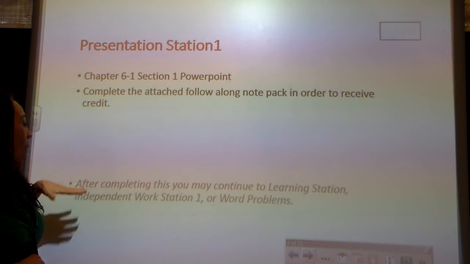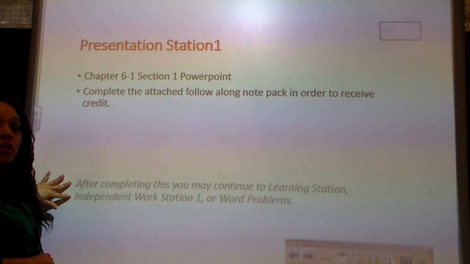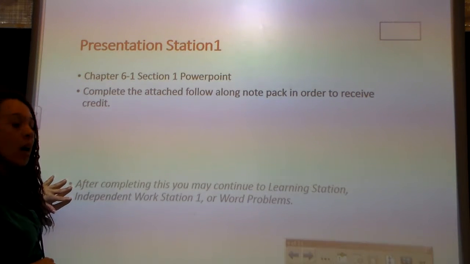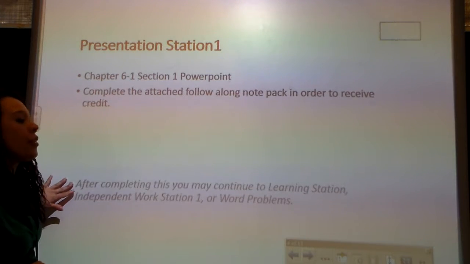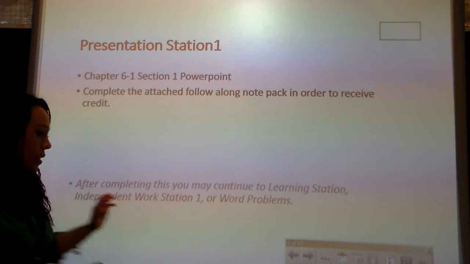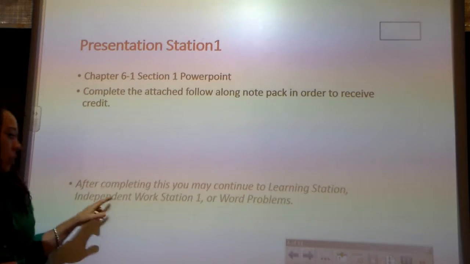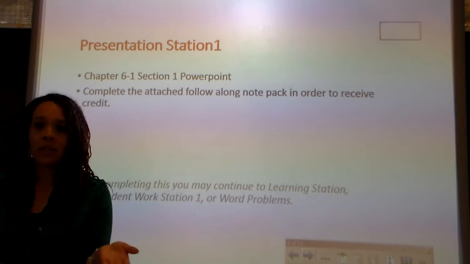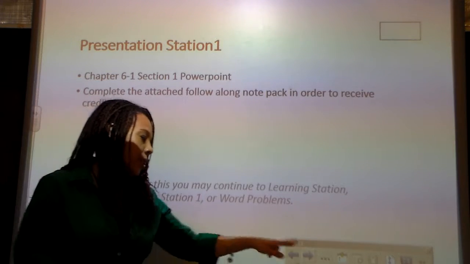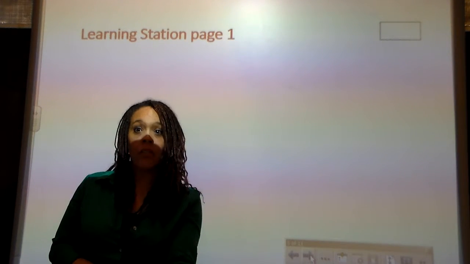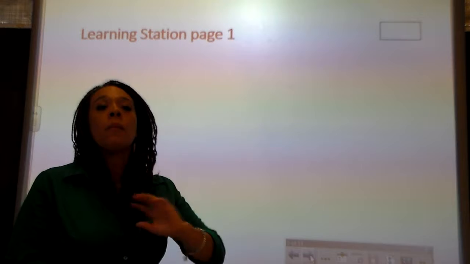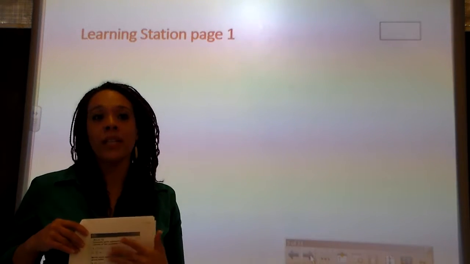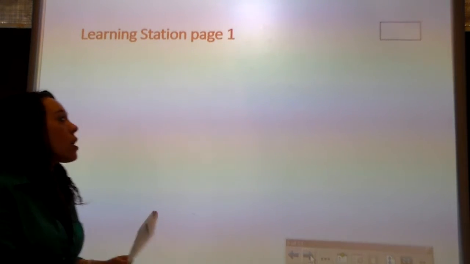After that, I put on there what you could do, the most likely things to move on to when you finish that station. Learning station, workstation 1, or word problems. It's your choice. The reason we do the stations is because on any given day you may or may not feel like doing a particular thing. Pick the things that you want to do for that day, knowing that they all do have to get done.